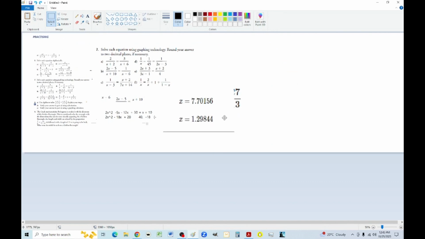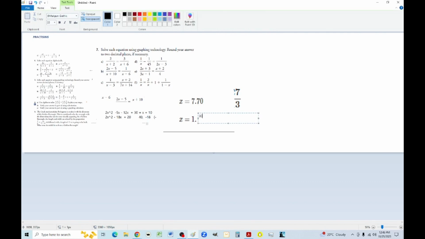Like that. Those are my two possible answers. And you've got to round up to two decimals, and that means this one becomes 1.30. And they're all like that. So there you go. I'll keep going in a second.